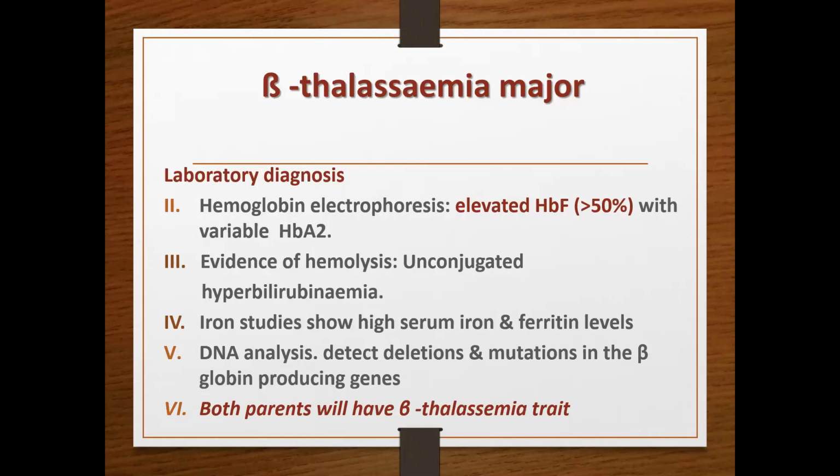The other laboratory diagnosis to confirm beta thalassemia major is hemoglobin electrophoresis, which shows elevated hemoglobin F to more than 50% with variable amount of hemoglobin A2. As a result of hemolysis, there will be unconjugated hyperbilirubinemia. The iron studies show high serum iron and ferritin levels. DNA analysis will detect deletions and mutations in beta globin producing genes. Usually, both parents have beta thalassemia trait.